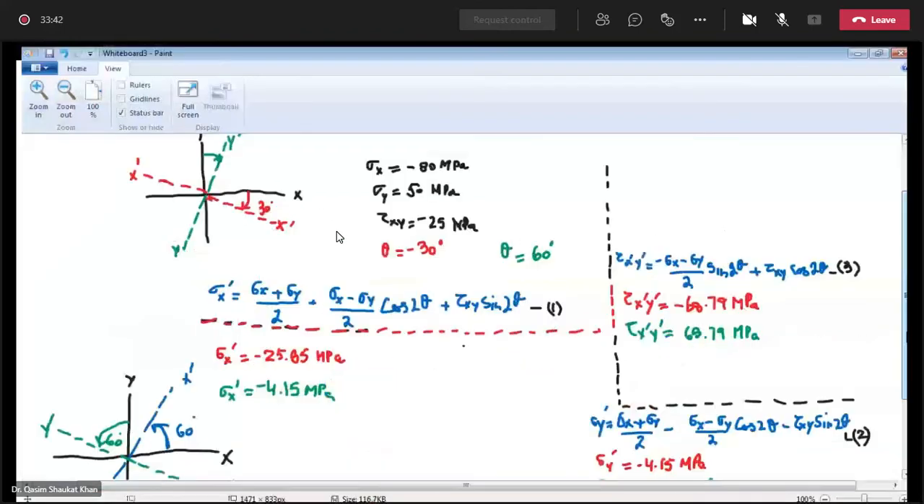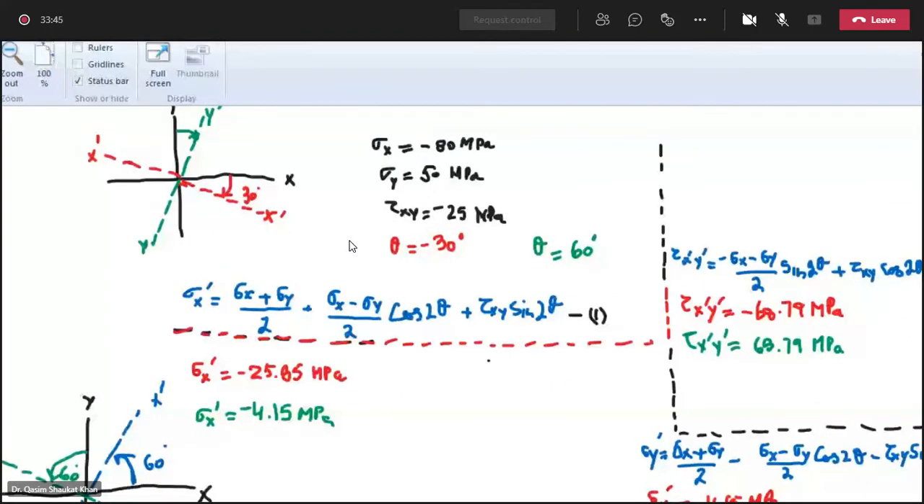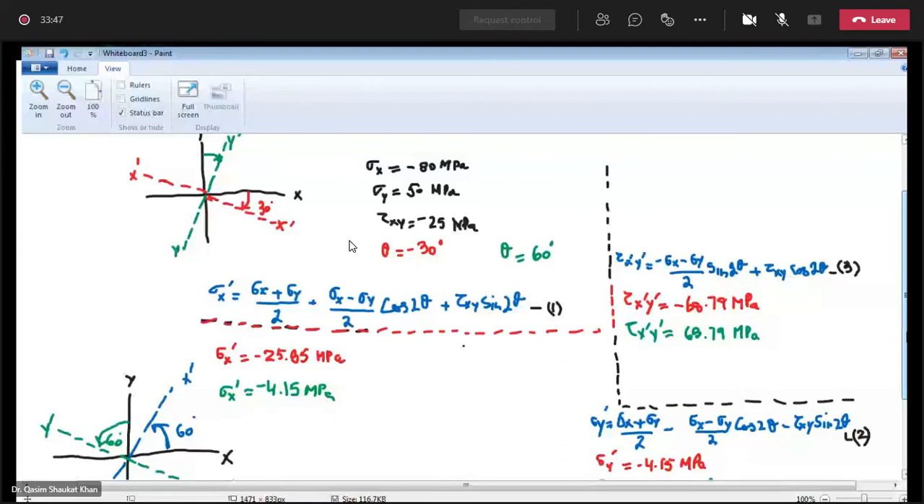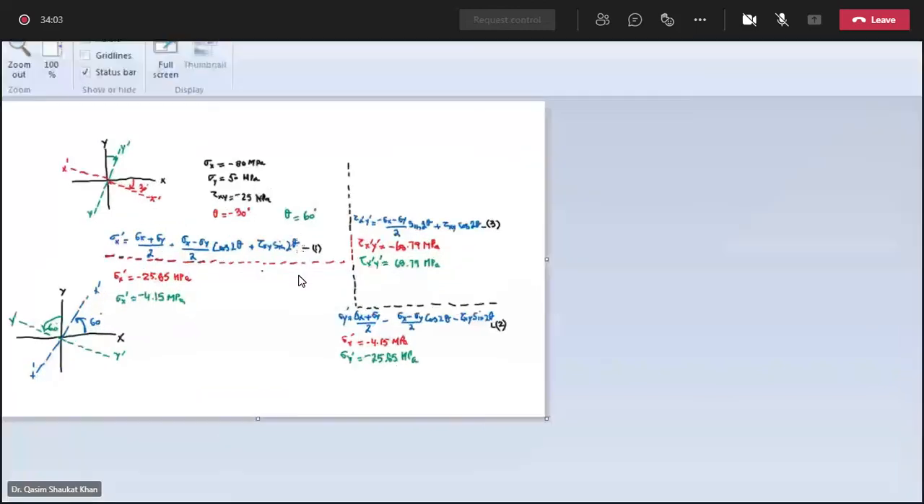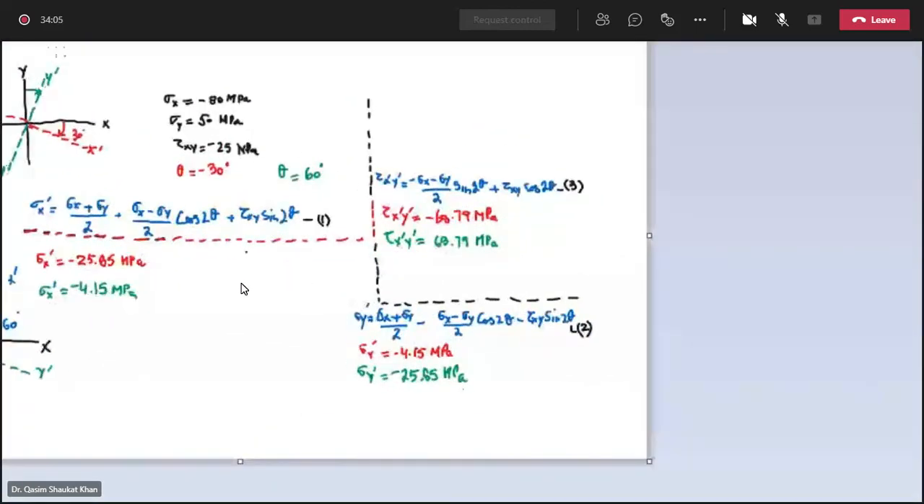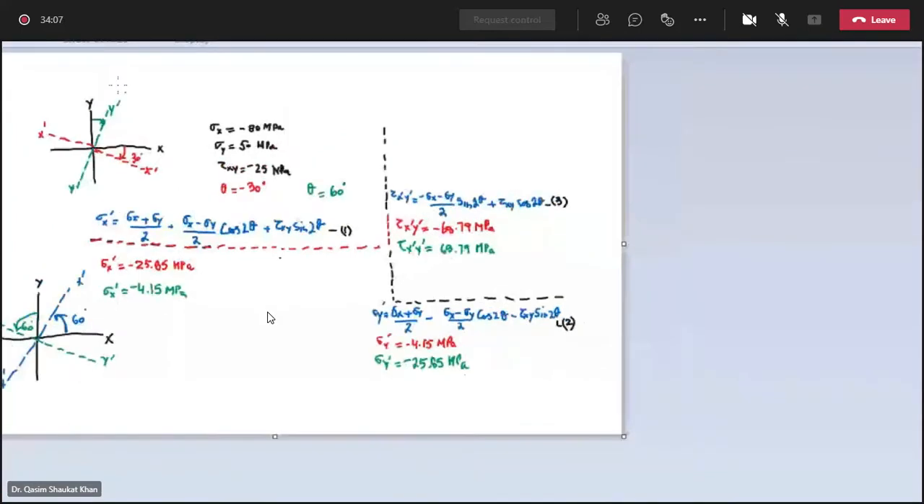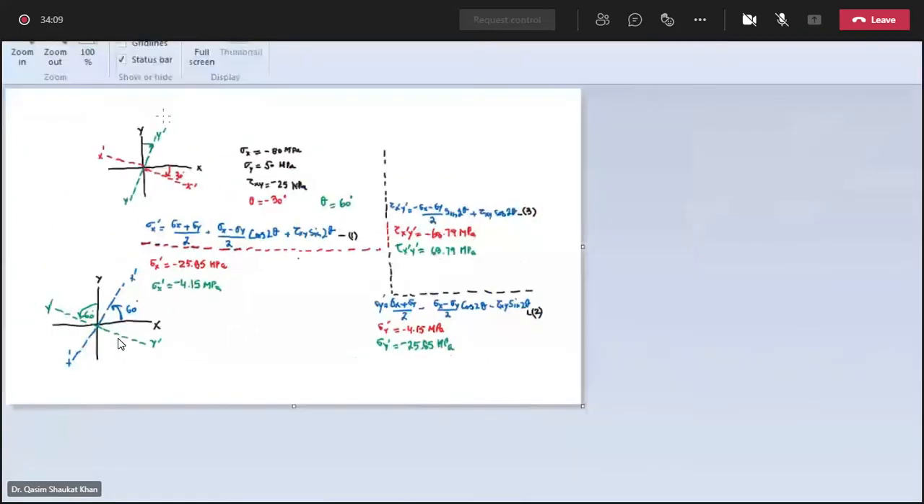Guys, I think I'm good. The point which I want to emphasize here is that the transformed normal stresses and the shear stresses, sigma x dash, sigma y dash, and tau x dash y dash, on the same plane, their values are the same. I repeat, on the same planes, their values are the same.